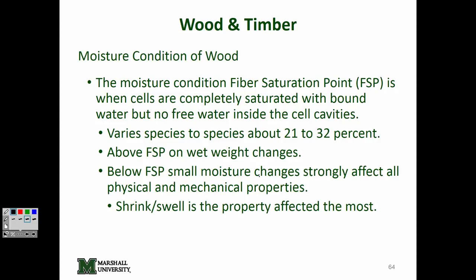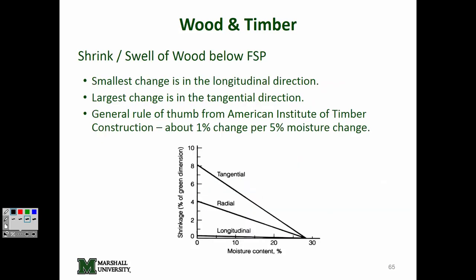If we go above the fiber saturation point, we don't get any change due to increase or decrease in moisture content. If we're below it, then we get shrinking and swelling of the specimen. And we'll get shrinking and swelling of the specimen in all three directions, and they'll all be a different amount. That's why we get warping and things like that in our lumber sometimes. That's a diagram of those different quantities, depending on what direction you're looking at in the material.